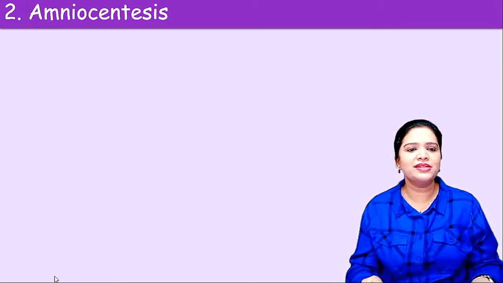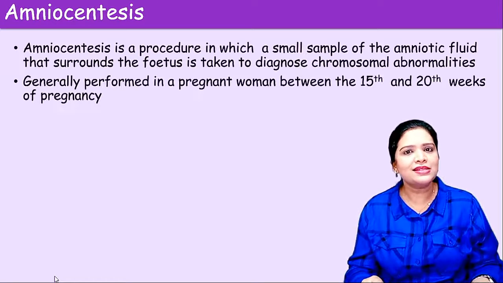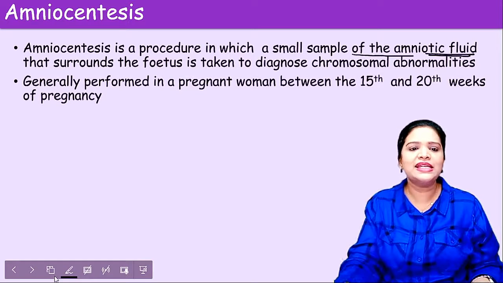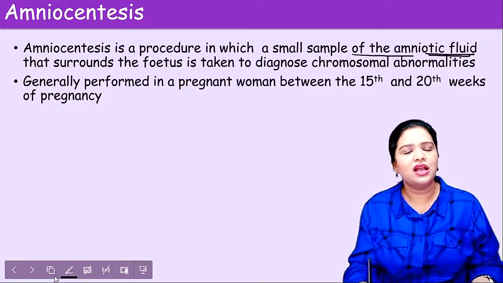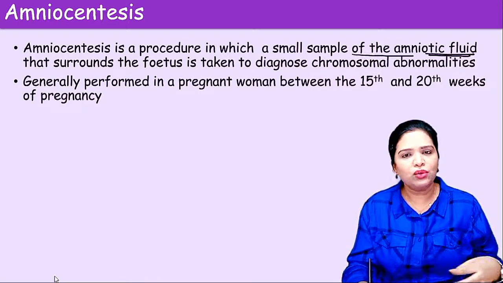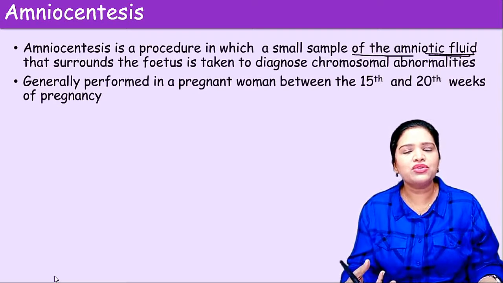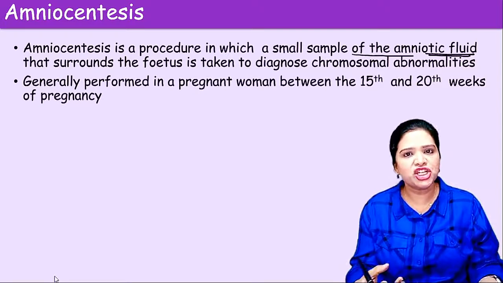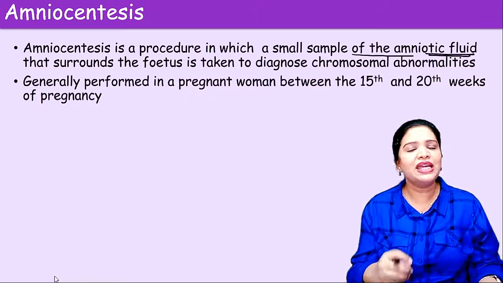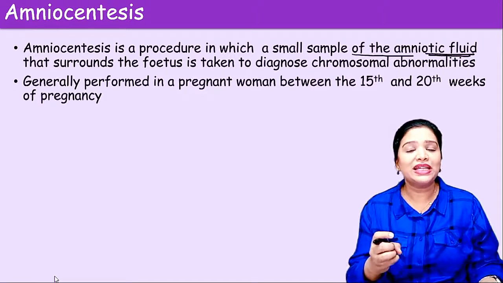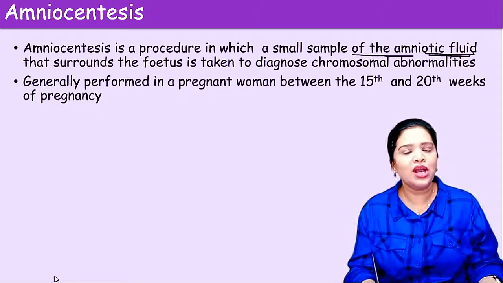The next procedure is amniocentesis. So what is amniocentesis? Amniocentesis is a procedure in which a small sample of the amniotic fluid is collected from the fetus. So what is amniotic fluid? It is the fluid that surrounds the fetus, right? When the baby is growing, naturally what happens? The baby sheds some cells from the skin and from the respiratory tract. Those cells will be found in the amniotic fluid. So we are collecting those cells for diagnostic purposes. The collection procedure is called amniocentesis.